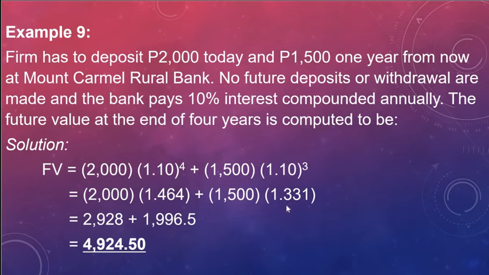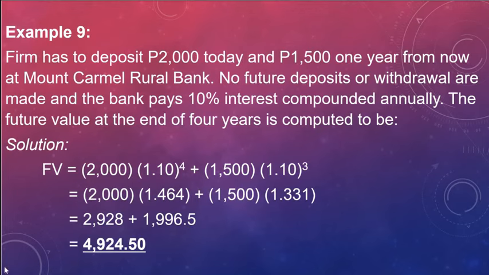This is the future value factor when you compound it for 3 years, which is 1.331. We just multiply it by 1,500. This will be the future value of your 1,500 at the end of the 4 years, the term of your deposit.